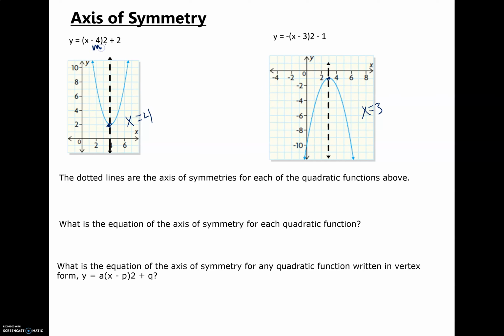And we learned that the p-value is the x value for a vertex. It's just the opposite. And in this case, yeah, it works. -4, the opposite would be +4. There's our line. In the second example, it's -3. The opposite is 3. So what is the equation of the axis of symmetry for any quadratic function written in vertex form? Whatever that p-value is, we have to do the opposite.